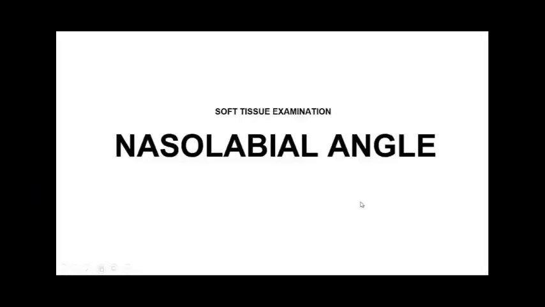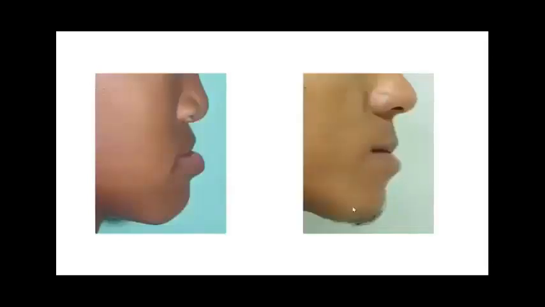For soft tissue examination, we will look at the nasolabial angle. Assess the nasolabial angle. Determine whether it is acute, average, or obtuse. Nasolabial angle is an angle connecting the base of the nose to the upper lip. Estimate the angle. Average should be 90 degrees. If the angle is less than 90 degrees, meaning the nasolabial angle is reduced than normal, then we record it as acute. If the angle is more than 90 degrees, which is increased than normal, then we record it as obtuse.